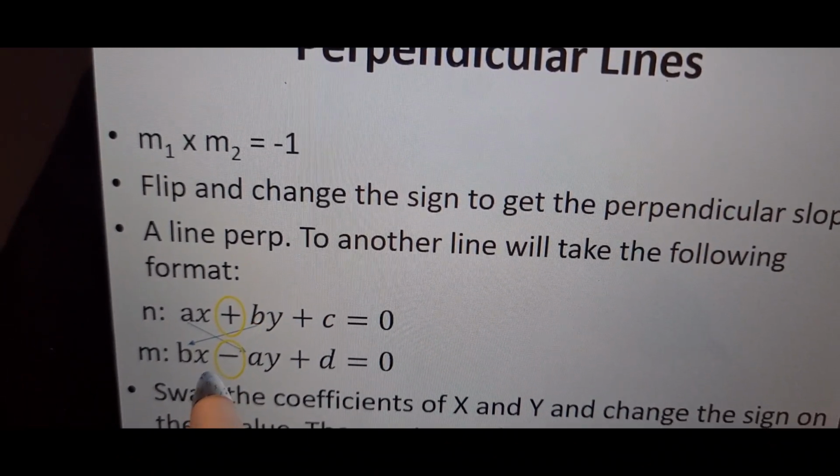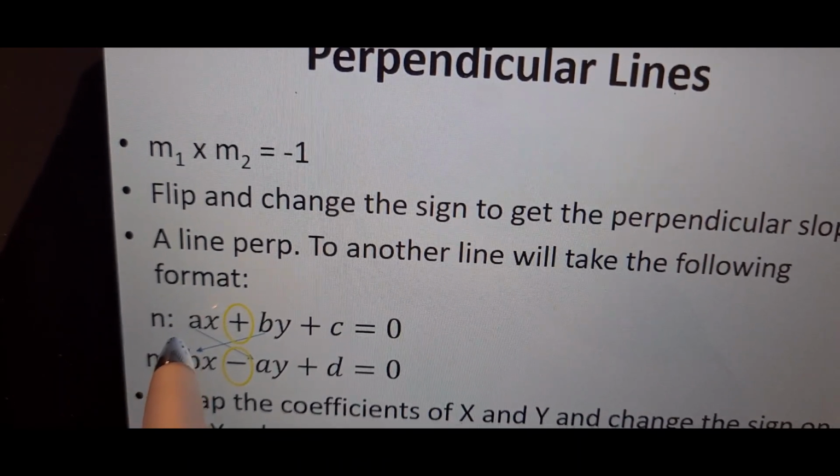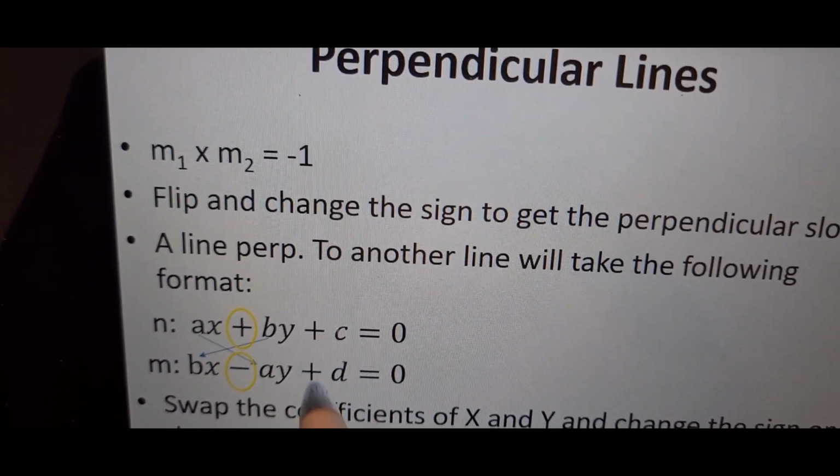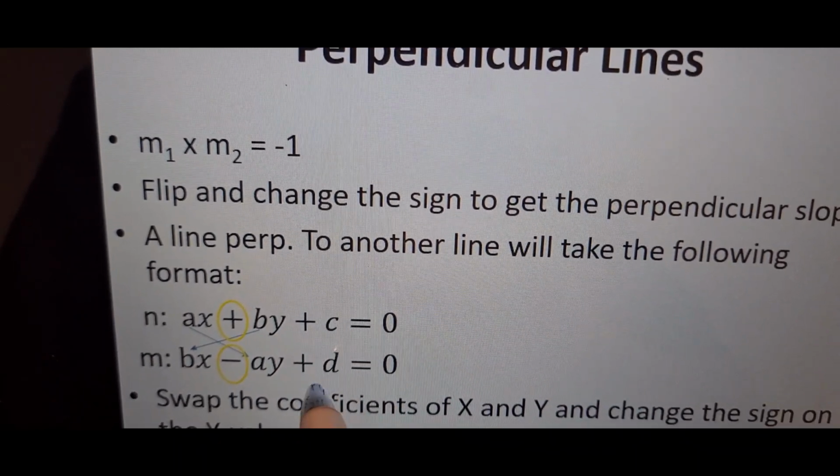If it was a plus, it's now going to be a minus, because look, a up here is positive, but down here it's going to be negative because you changed the sign. And then the constants will be different. That was a c, that's a d.